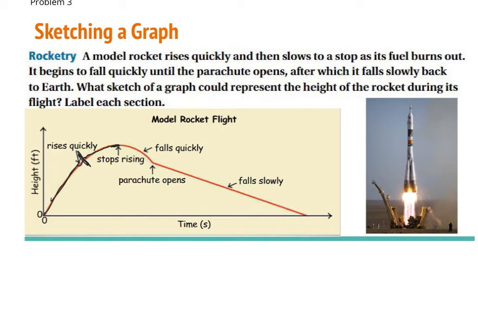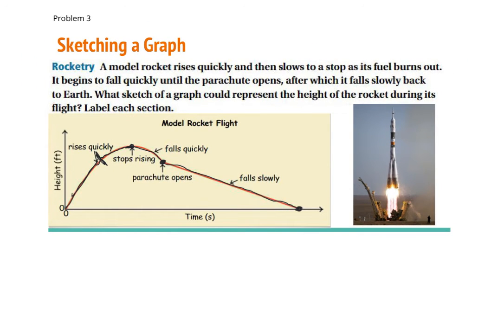And then it's still going up because it has momentum, but then at some point it stops rising and it starts to fall. Okay, it starts to fall quickly, and then the parachute opens. That's this point right here. When the parachute opens, then it starts to fall slower at a steady rate. Okay, and then by the time it reaches all the way down here, it has made contact back with the ground because its height is 0. Okay, we are going to do one of these on our own. So let's check it out.